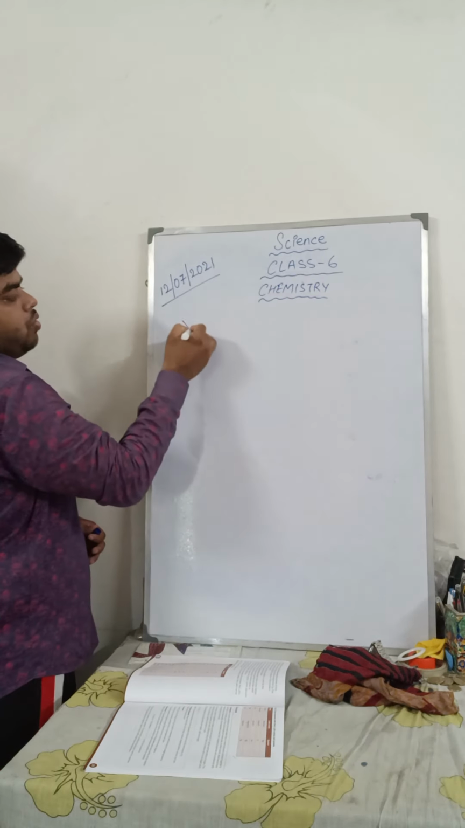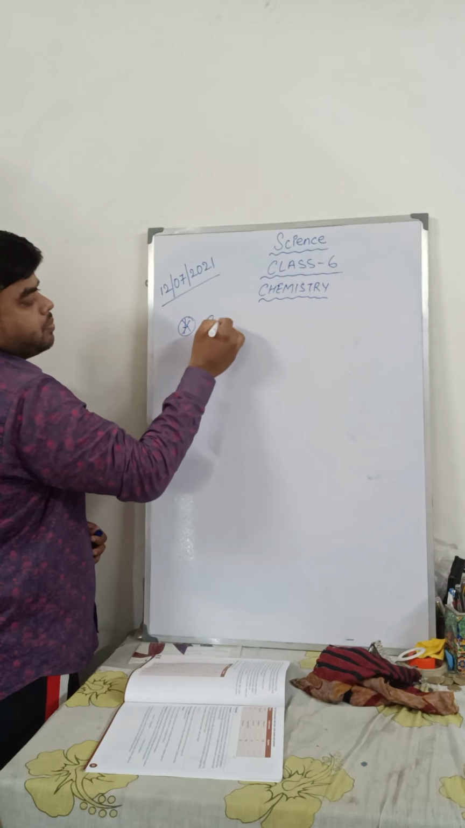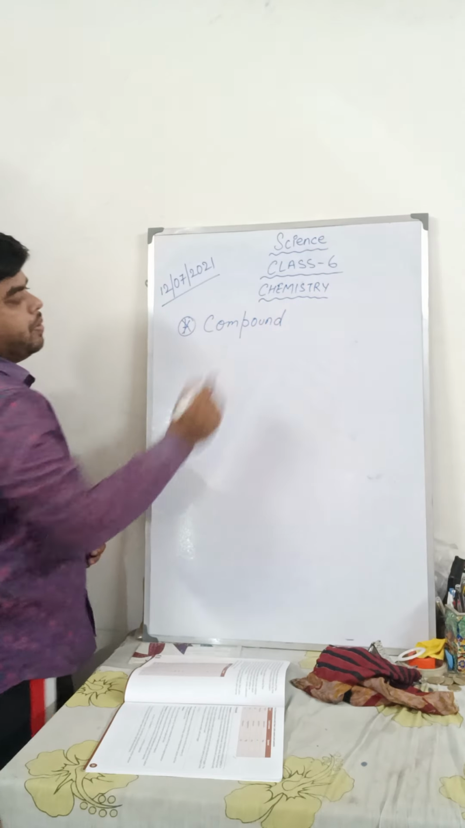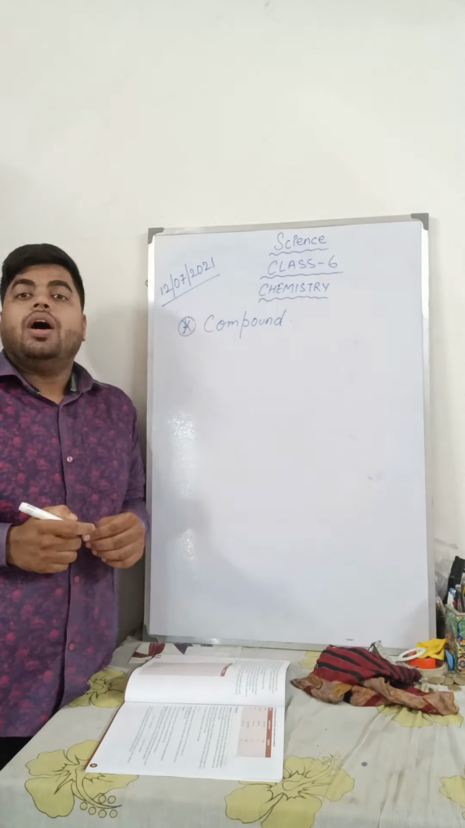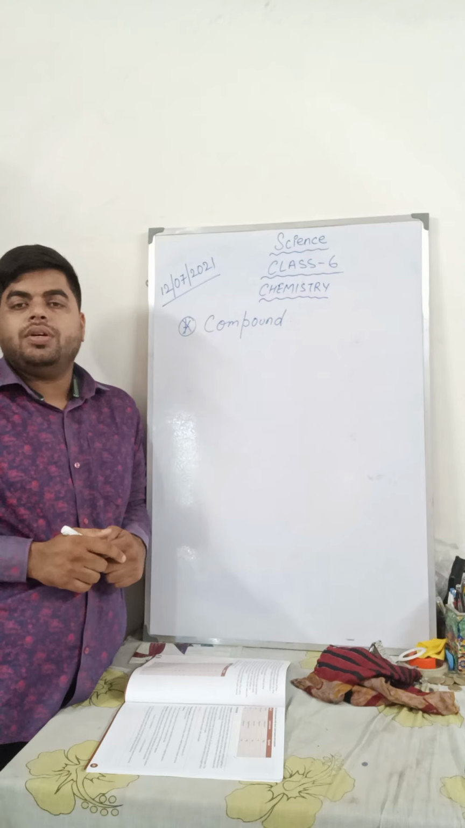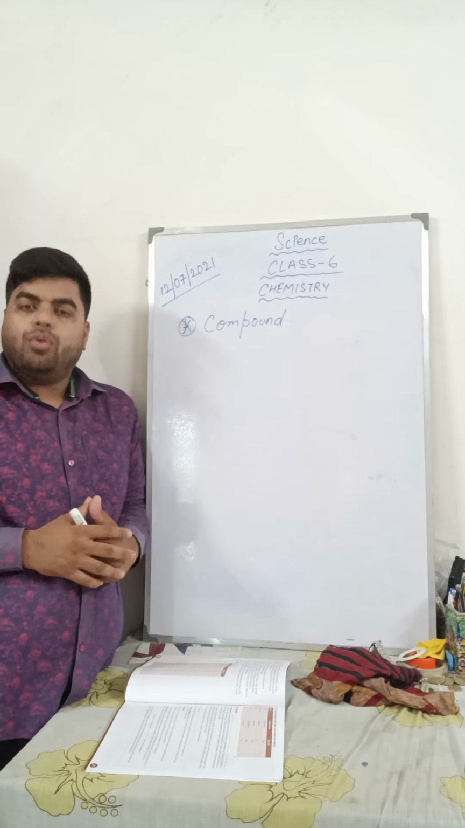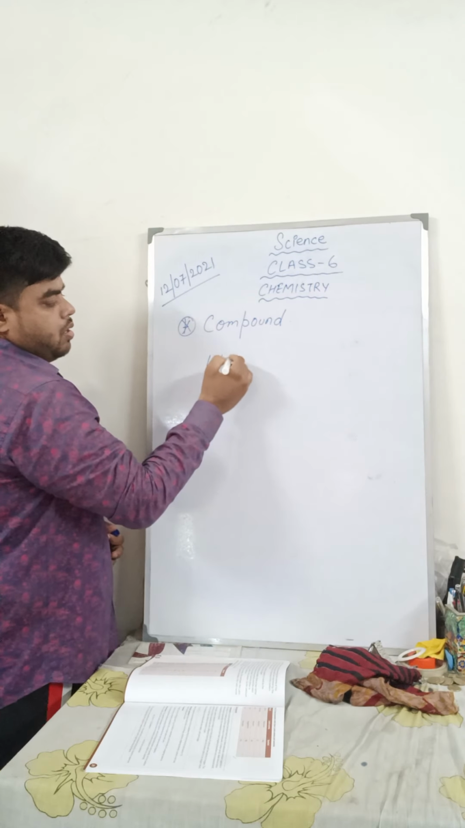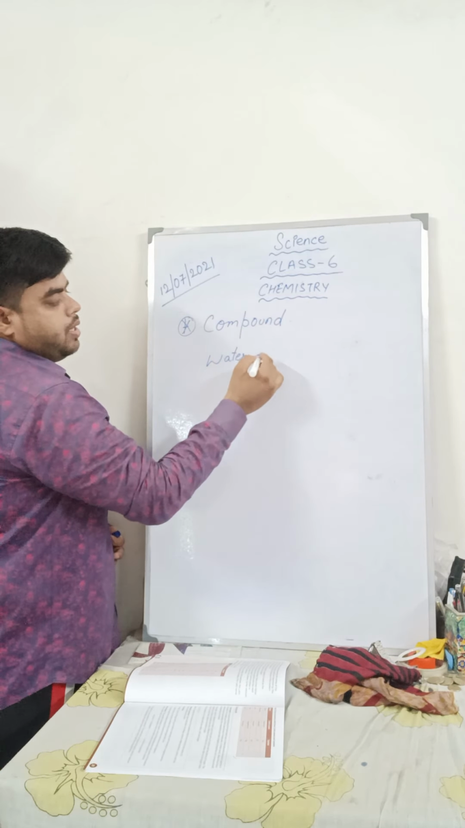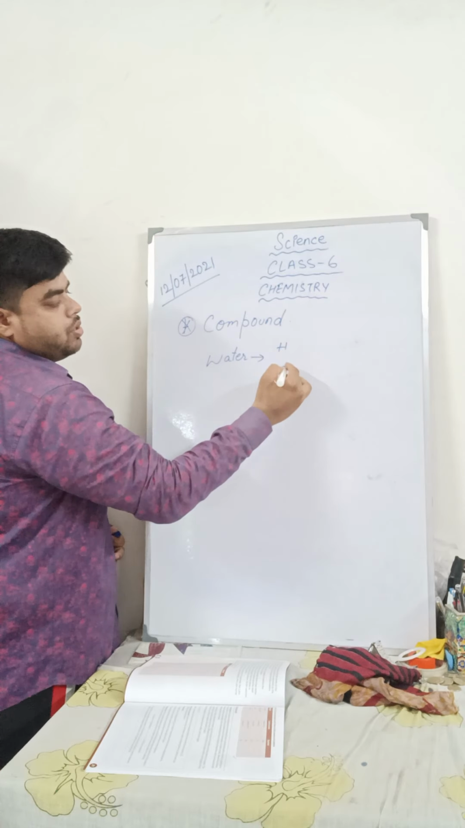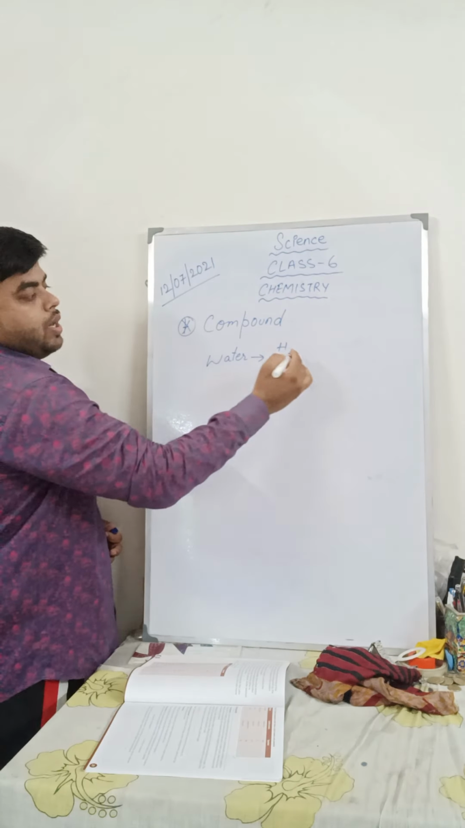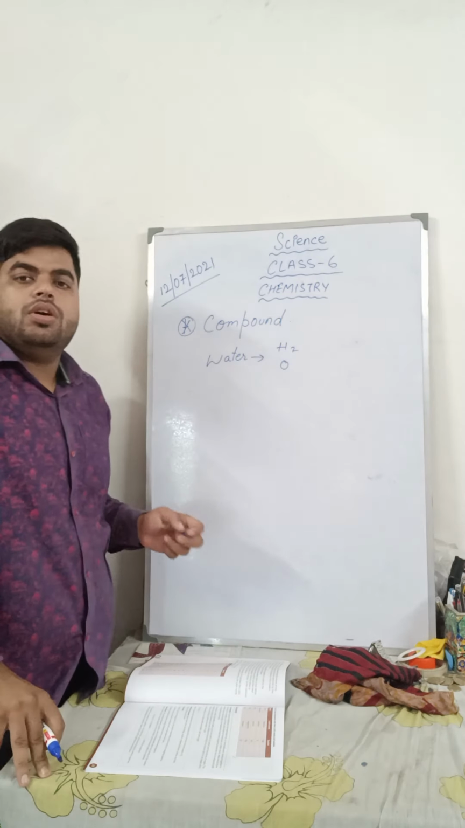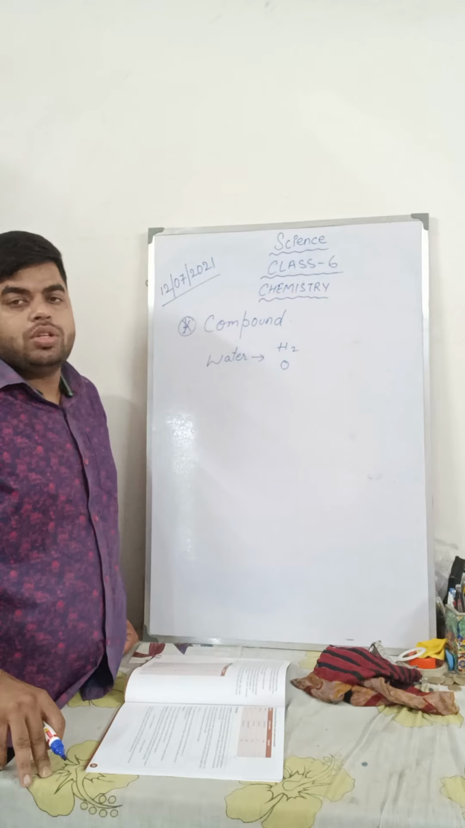Today our topic of discussion will be compound. So what is a compound? A compound is a pure substance that is formed by mixing two or more elements in a fixed ratio. For example, water is a compound. Why? Because it is a mixture of hydrogen and oxygen. Now two atoms of hydrogen are mixed with one atom of oxygen to give you one molecule of water. So this is a compound.